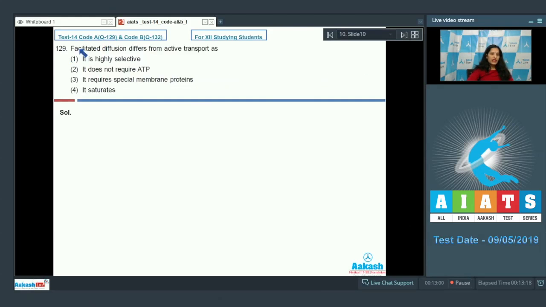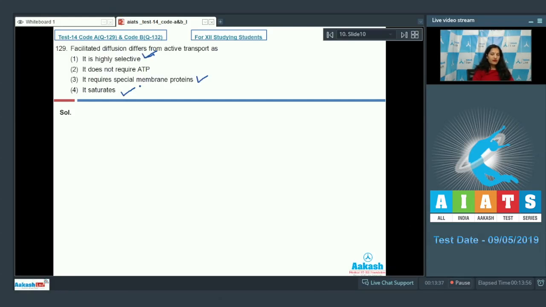Question number 129. Facilitated diffusion differs from active transport as, first option, it is highly selective. Second, it does not require ATP. Third, it requires special membrane proteins. Fourth, it saturates. Facilitated diffusion is a type of diffusion which involves membrane proteins. It is highly selective. Yes, both active transport as well as facilitated diffusion are highly selective. Both require special membrane proteins. In both the conditions, the transport saturates when all the membrane proteins are occupied.